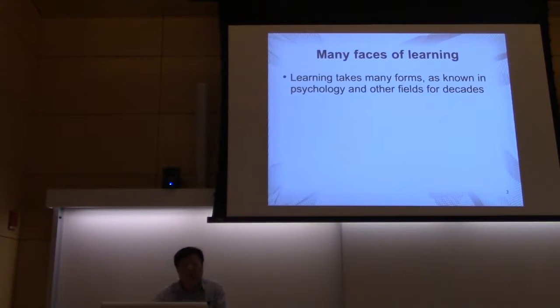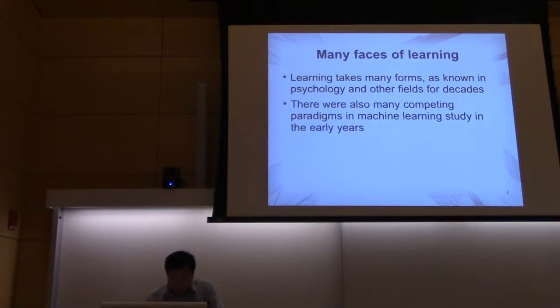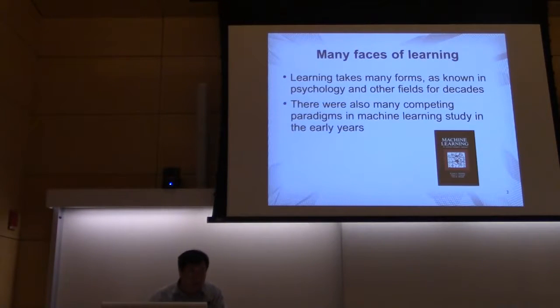That is already known in psychology. Actually, in psychology, learning has been used for several different phenomena, which is also the case in the machine learning community. I don't know how many people recognize this collection. It's one of the early collections of machine learning work. If you take a look at those kinds of collections, you will see many different understandings of learning, in the early days of machine learning study, in the early 80s.